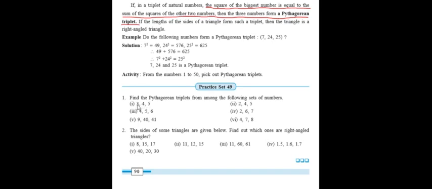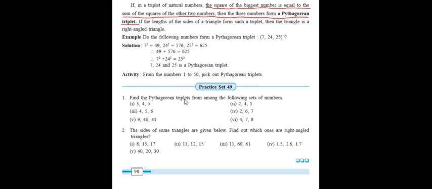3 square, that is 3 into 3, 9. 4 into 4, 16. So 9 and 16 sum. Sum means you have to add it. When you add it, 9 plus 16 will give us 25. It should be equal to the square of the biggest number, and the biggest number's square was 25 only. Both sides are coming equal. Then the three numbers form a Pythagorean triplet. So in this way we have to check whether they are forming a Pythagorean triplet or not.